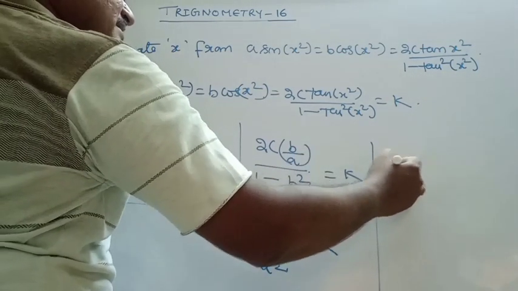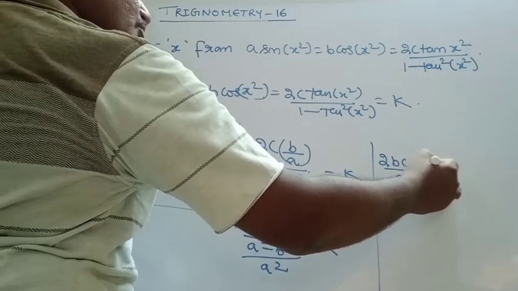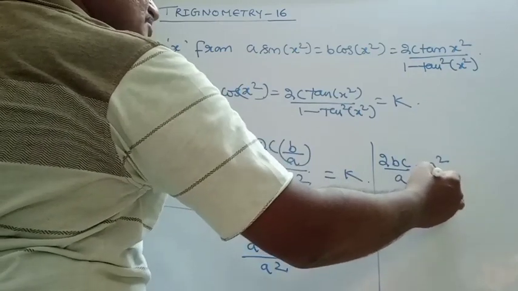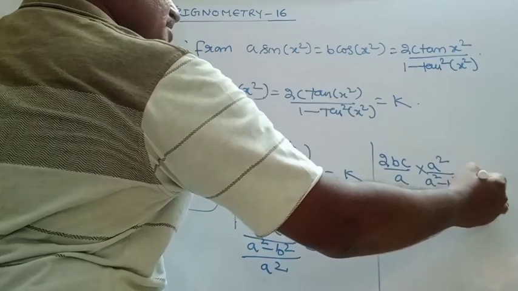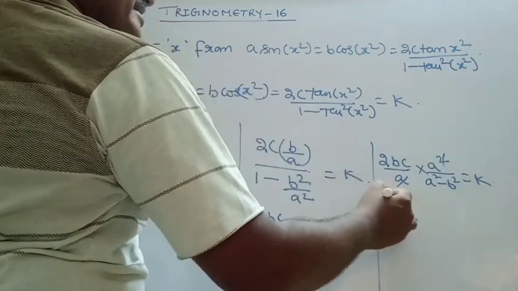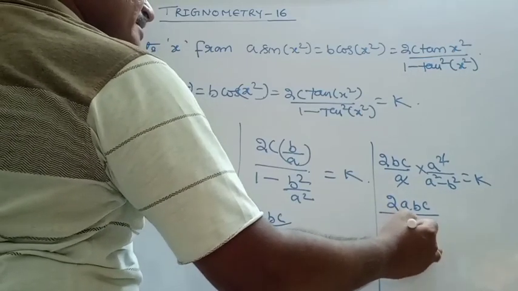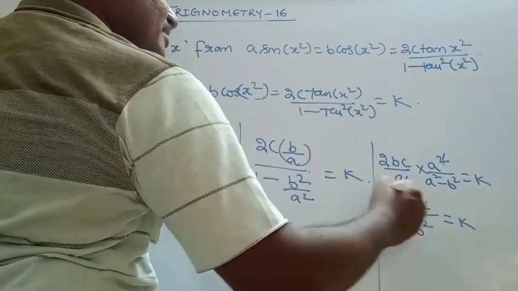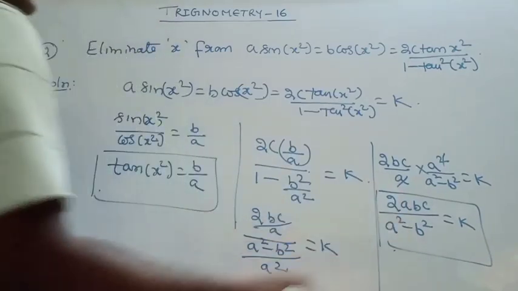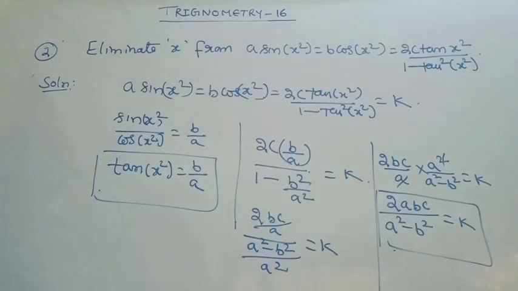After simplification, we get 2bc by a into a square by a square minus b square is equal to k. One a will be cancelled. Now this is 2abc by a square minus b square is equal to some value k. In this way it is now away from the x value. It is not having any x term there. Therefore x is eliminated and you have got a beautiful equation which does not include x.